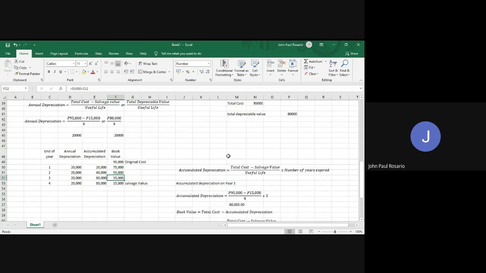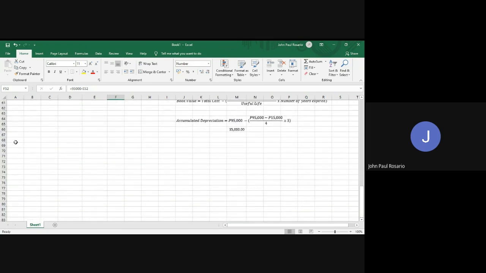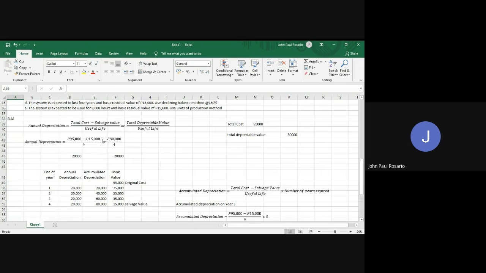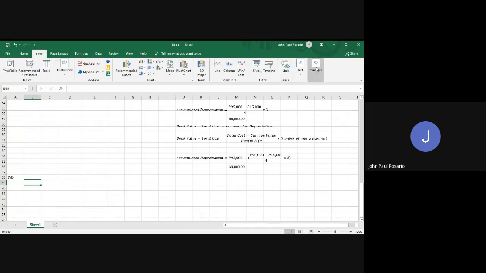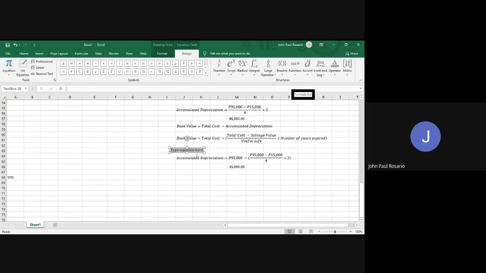Next, we'll be discussing the sum of the years digit method, or SYD. For SYD, it is still the same that you have to solve for your total depreciable value, which is the same, which is 80,000. And after getting your total depreciable value, you'll now have to compute for the SYD, or the sum of the years digit.